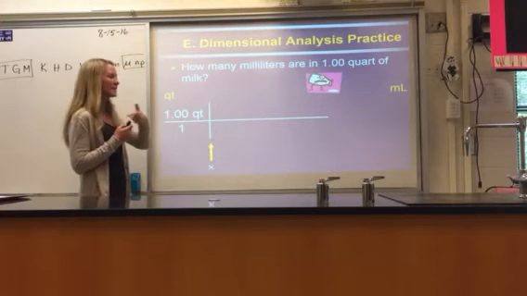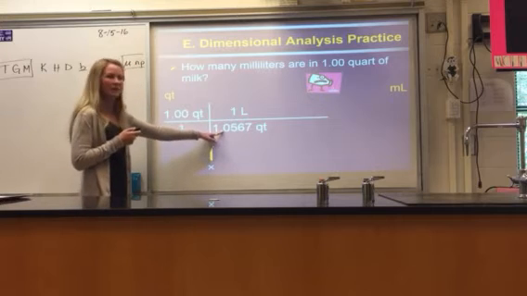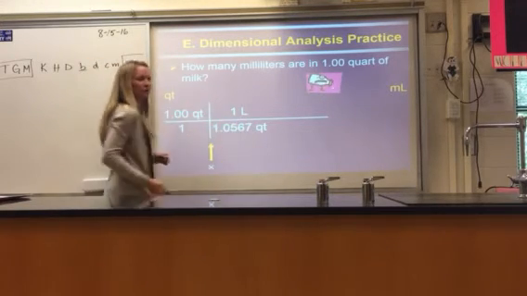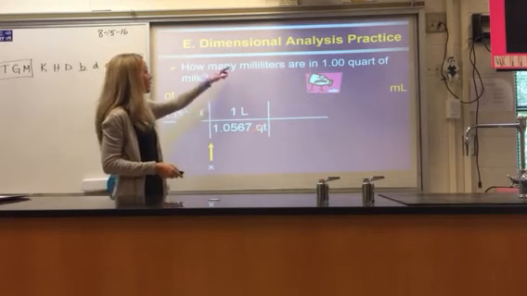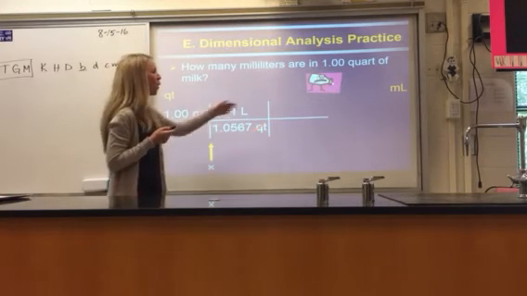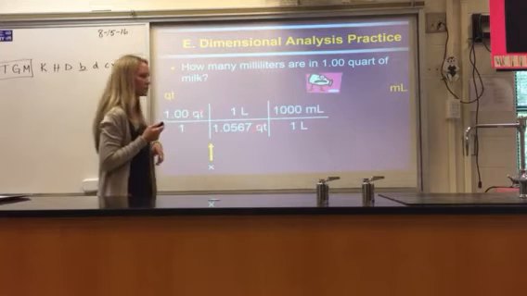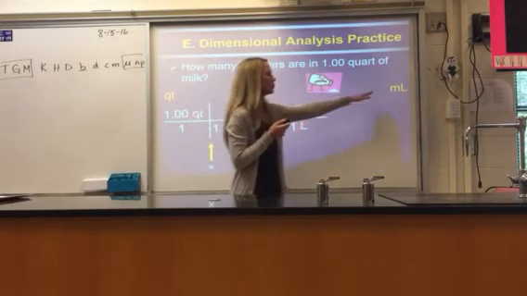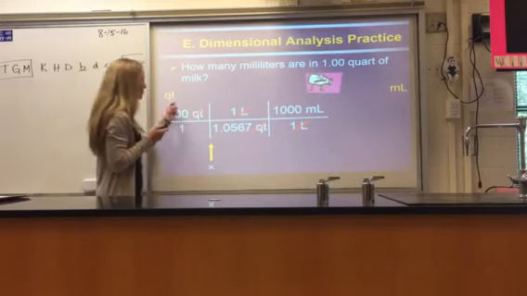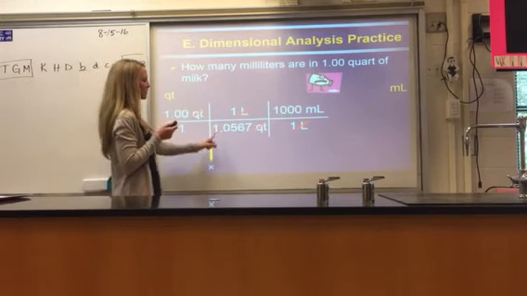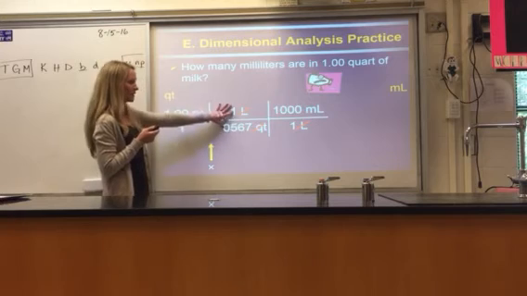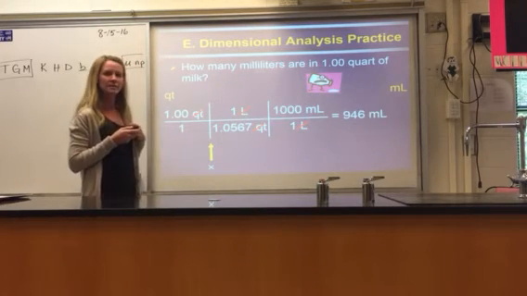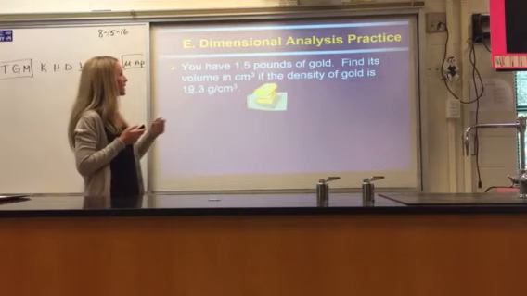If you look at the sheet, it tells you there are 1.0567 quarts in a liter. Quarts on the top, quarts on the bottom, so they'll cancel. Now we're in liters, and we want to get to milliliters. Easy conversion. 1,000 milliliters is equivalent to a liter. And now our liters cancel out. And now we're in milliliters, which is the unit we wanted to be in. We started with 3 significant figures. The conversion factor we used has 5, so it doesn't limit us. This is exact, so our answer can only have 3, 946 milliliters. All right, next problem.